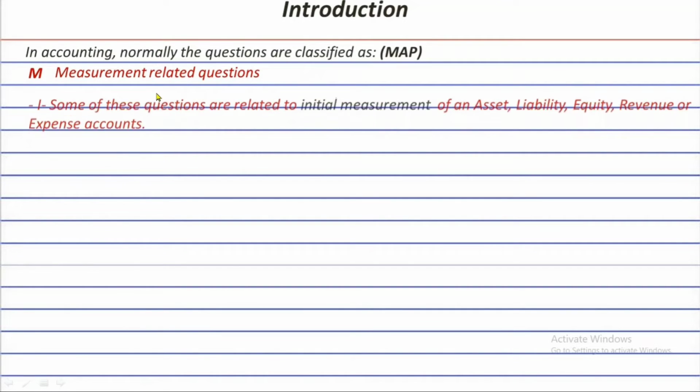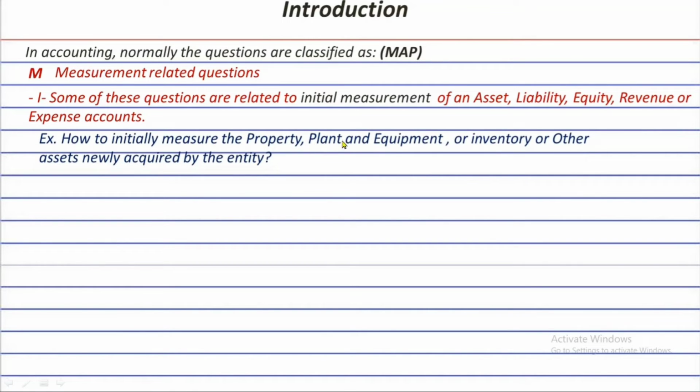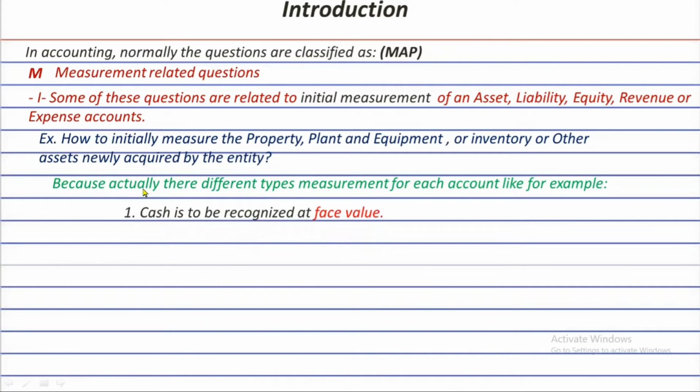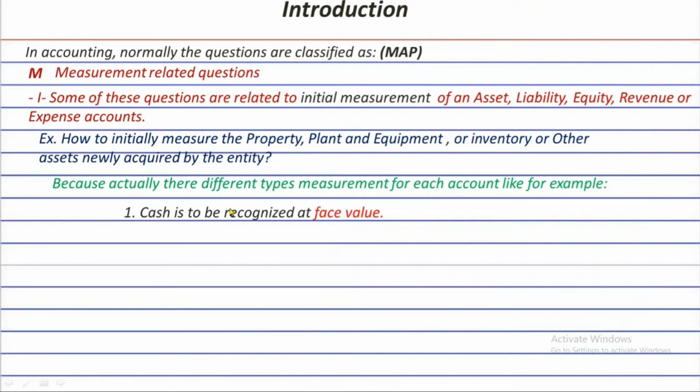If we're talking about measurement related questions, some of these questions might be related to initial measurement of an asset, liability, equity, revenue, or expense account. Example, how to initially measure the property, plant, and equipment, or the inventory, or the other assets newly acquired by the entity. Because actually, guys, there are different types of measurement for each account. Like for example, cash is normally measured at face value. Whatever amount is seen on the face of the bills in the actual cash, that is the measurement already. So, no need to solve or estimate something for this one.